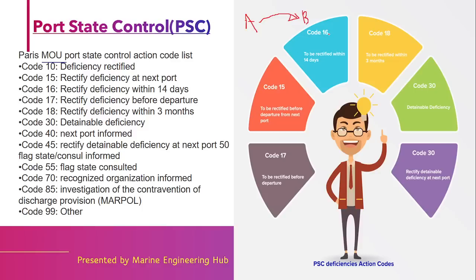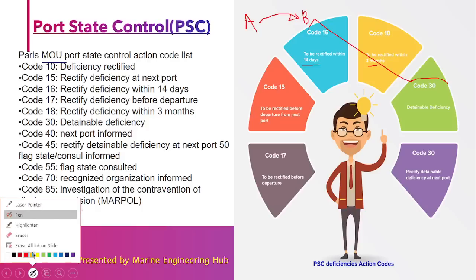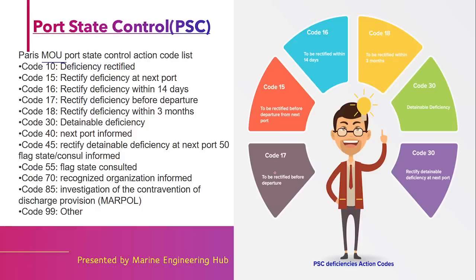Code 16 is given when you have a time period given over 14 days. Means if they have given you a time period of 14 days, in that case code 16 will be given. Code 18 will be given for a period of 3 months. Means the deficiency is not so severe, but you need to rectify it in a 3-month period. Code 30 is the most dangerous deficiency, that is a detainable deficiency, which we have talked about. This needs to be rectified immediately, otherwise your ship will be fined and you cannot go.